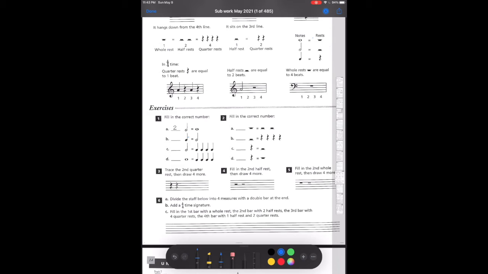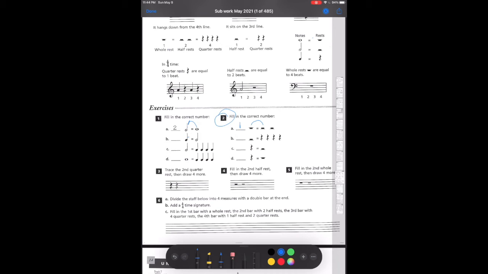In number 2, it's basically the same thing but different answers. So this one was how many half notes fit into a whole note. This is how many whole rests fit into 2 half notes. So you'd write a number. 1 whole rest equals 2 half rests.